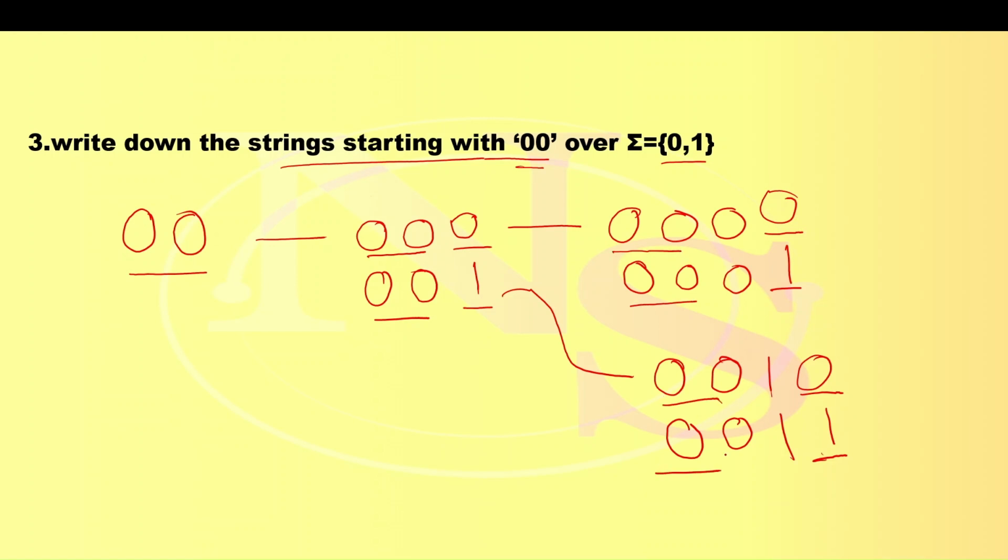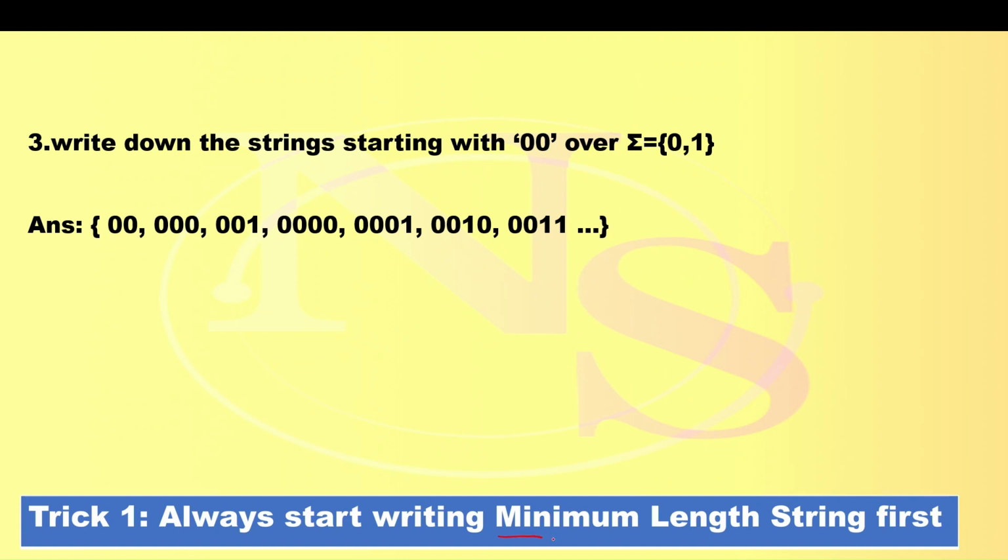In this way you need to write down the required strings satisfying the condition. The trick is the same: you need to write down the minimum length string first. And this trick will not only help in this case, but will also help you while designing finite automata, DFA or NFA or any automata in TOC. So this is the answer of the third question: all the strings starting with 00, and you can write many more strings like this.